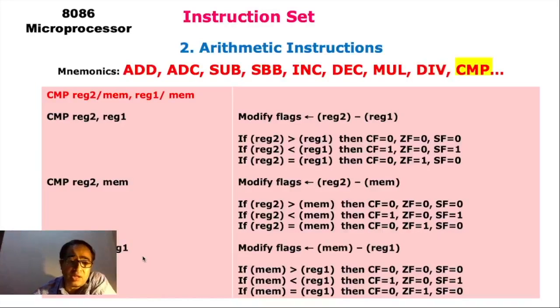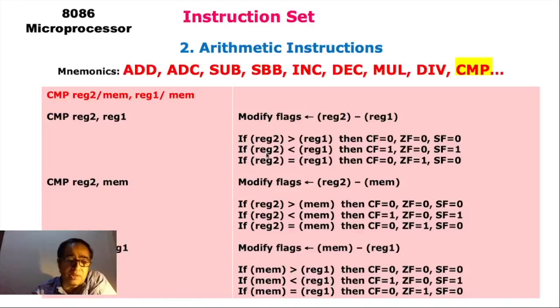Now comparison. In comparison, what we do is compare the contents of two registers. As you could see over here, if register 2 is greater than register 1, then the carry flag, zero flag, and sign flag are all reset.